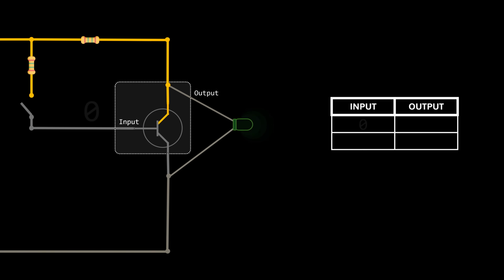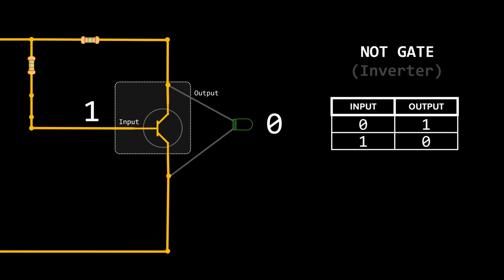Now, let's tweak things a bit. Here, when the input is 0, the LED is on due to the way it is arranged within the circuit. But pay attention to this. Setting the input to 1 causes the LED to turn off, indicating to us the output is a 0. This setup is commonly referred to as an inverter or a NOT gate.